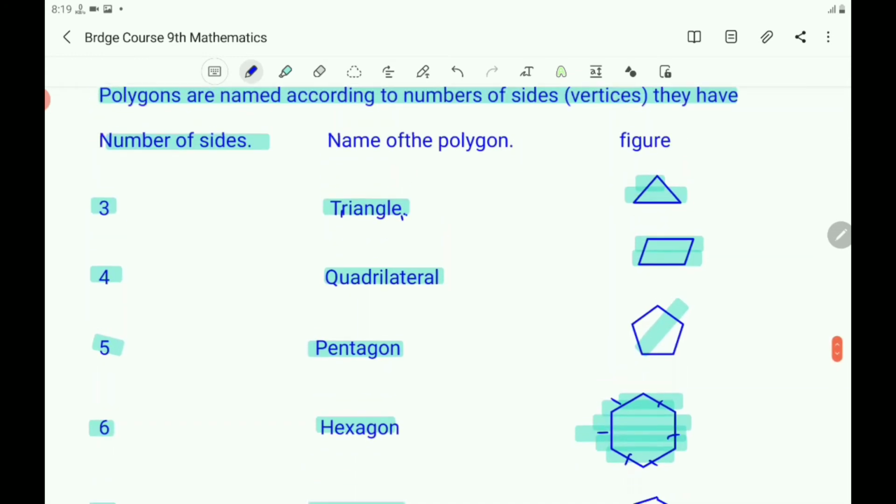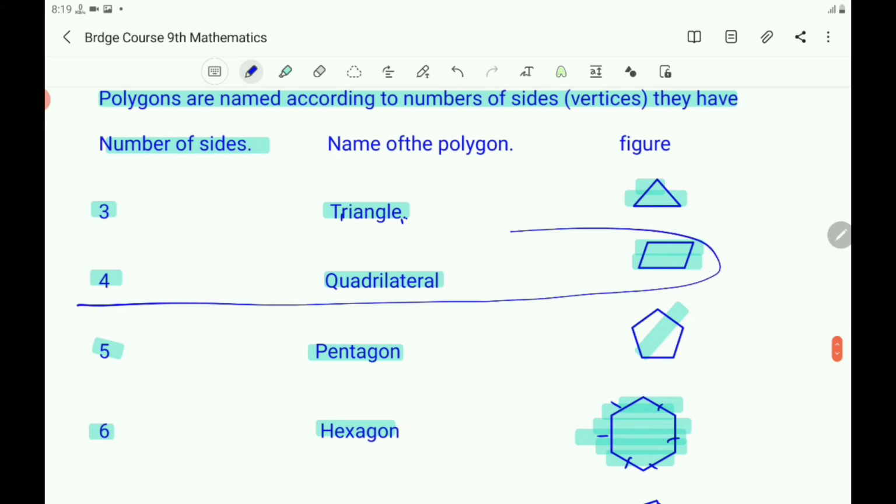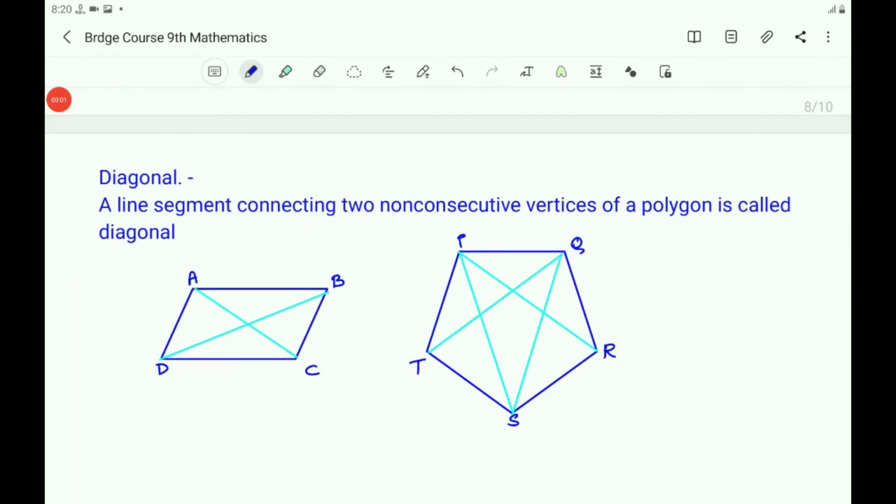Now here we have to study about the quadrilateral. This is a chapter about understanding quadrilaterals. So now let us discuss what is a quadrilateral, which are the different types of quadrilateral, and also there are some properties. Before that, let us discuss the term diagonal. Each polygon is having diagonals. What is a diagonal? A line segment connecting two non-consecutive vertices of a polygon is called a diagonal.